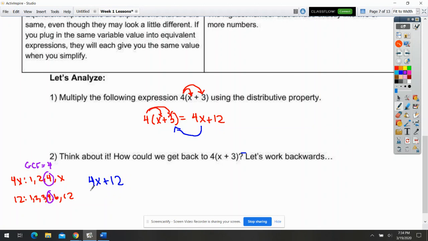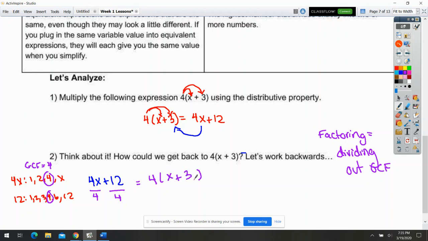So what we're going to do is factor this. We're going to divide 4x plus 12 by 4. So we're going to take out our 4 by factoring it out. Factoring is basically dividing by the GCF. So you're dividing out the greatest common factor. You put the greatest common factor on the side, and we have 4x divided by 4 is just 1x, and 12 divided by 4 is 3.